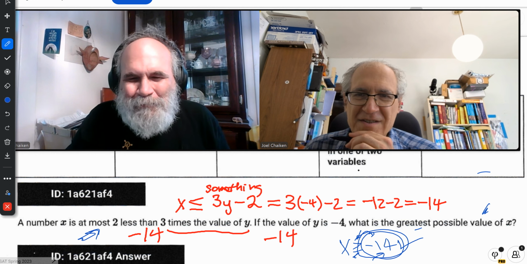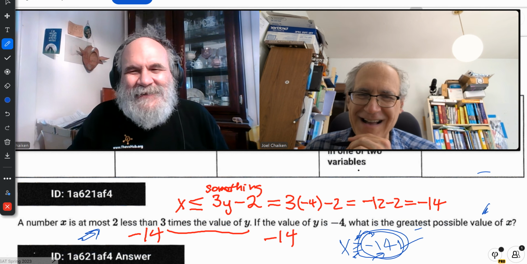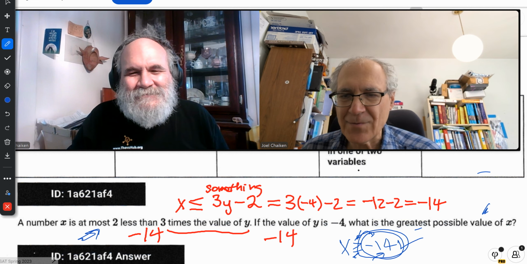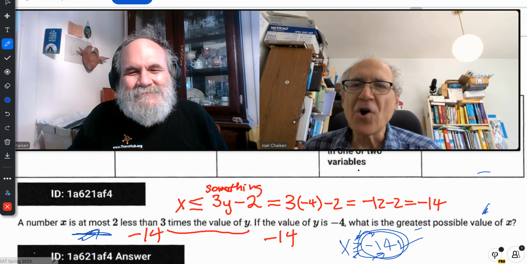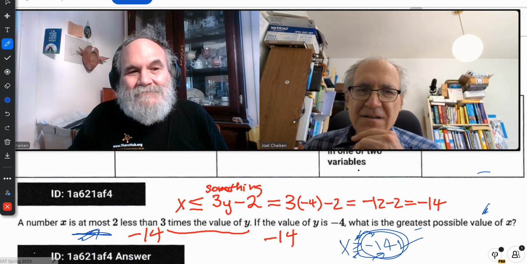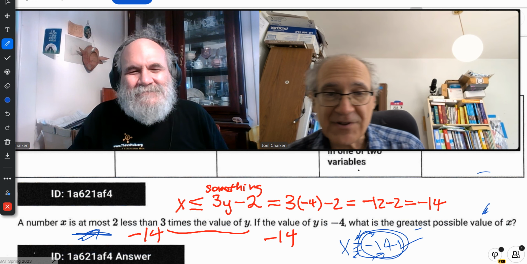Not a great way to do math, but you would still get the right answer. Obviously, you just lucked out on that. But yes, you have to be really careful with these: at most, at least, no more than, no less than. Those are really nasty words that you need practice on. Basically, we all make the mistakes and we learn from them.